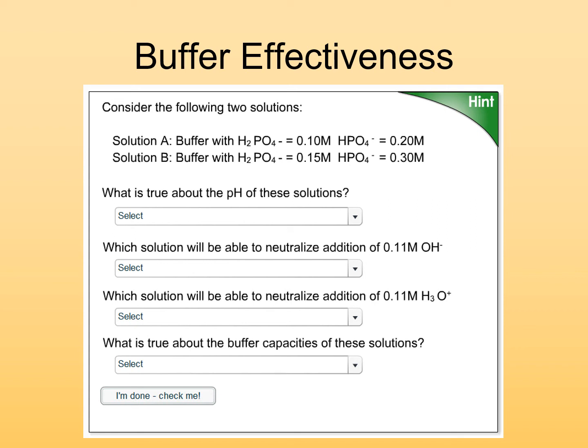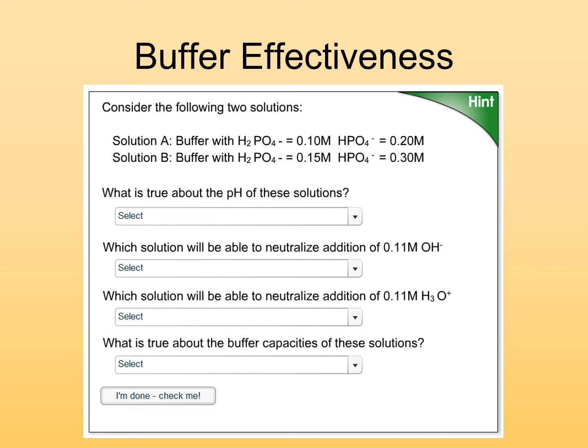It wants to know which solution will be able to neutralize the addition of 0.11 molar hydroxide. So remember, hydroxide is going to be absorbed by the acid, which is going to mix with our one with more hydrogen. So over here, the 0.10 molar H2PO4 in solution A is not going to be enough to dissolve 0.11 molar hydroxide.